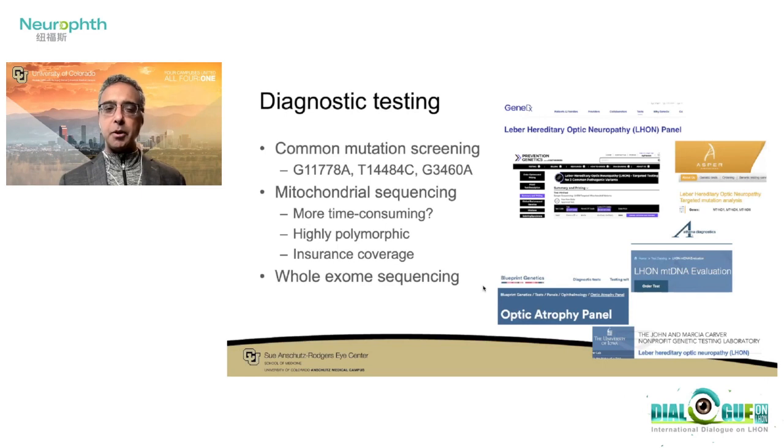Now it's much more accessible, and we typically would start with the common mutation screening for the 3 most common mutations as shown here. Mitochondrial sequencing has been suggested. It's more time-consuming potentially because the mitochondrial DNA is highly polymorphic. It can result in the identification of abnormalities that may or may not be clinically relevant. And here in the US, we have to worry about insurance coverage for these patients for these expensive tests. And for LHON, whole exome sequencing typically is not done, although we have recently done that in a few patients with an LHON phenotype for whom mitochondrial sequencing was unrevealing.